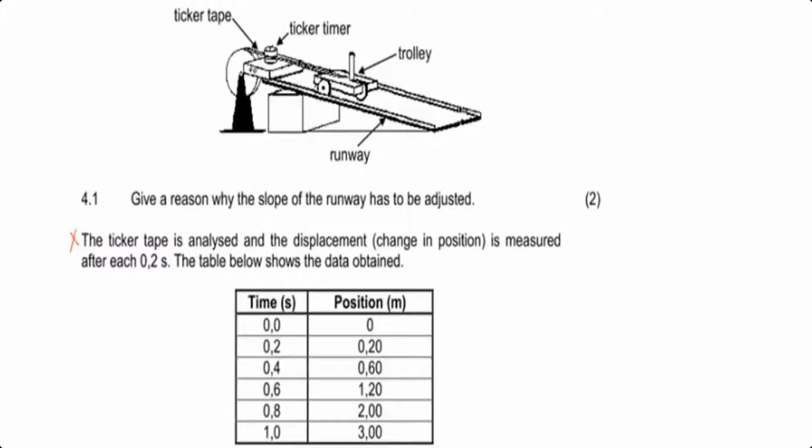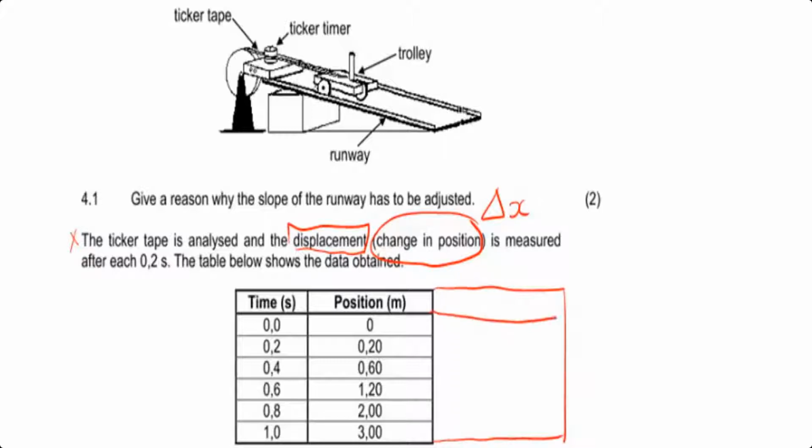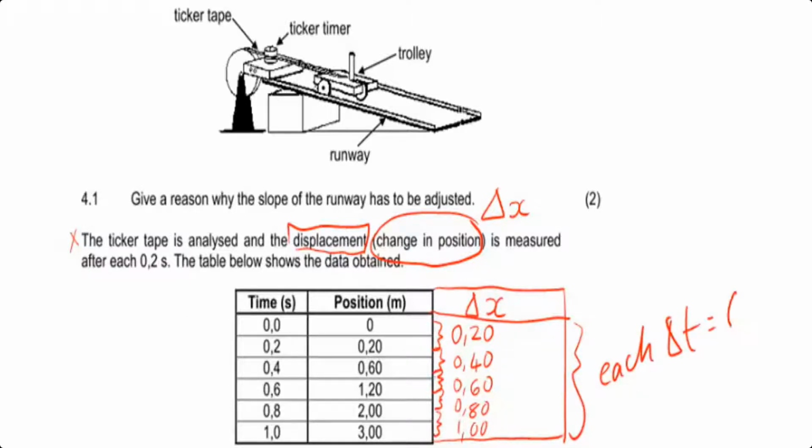The ticker tape is analyzed, and the displacement, the change in position, delta x, is measured after each 0,2 seconds. So actually we could extend this, and what's not written there but is implied is delta x. We calculate how much the displacement has been during that interval. 0 to 0,2 is 0,2, and then for the next interval 0,6 minus 0,2 is 0,4, and then 1,2 minus 0,6 is 0,6. Then we have 2 minus 1,2, 0,8. 3 minus 2, 1.